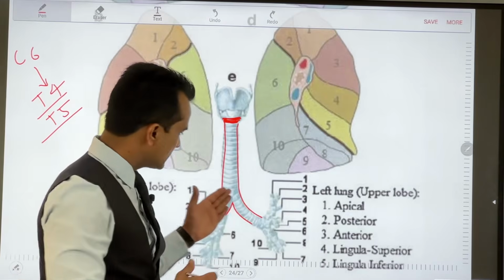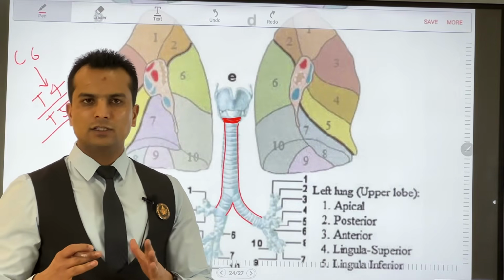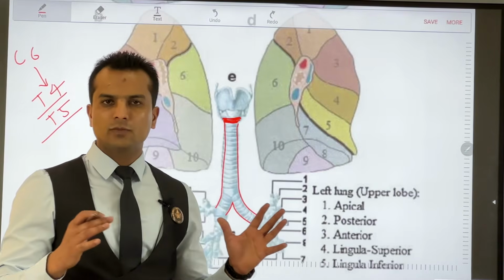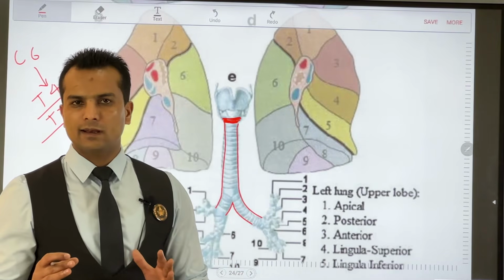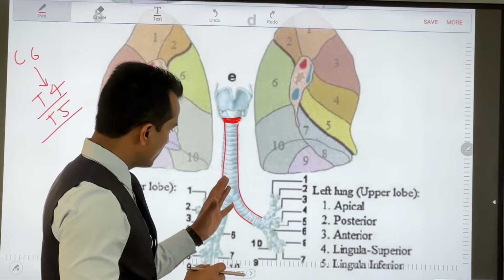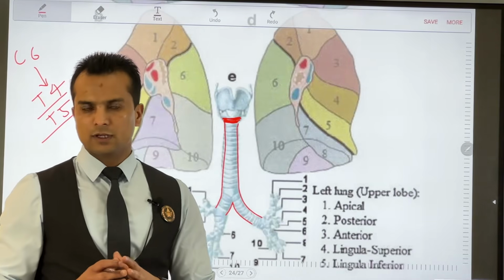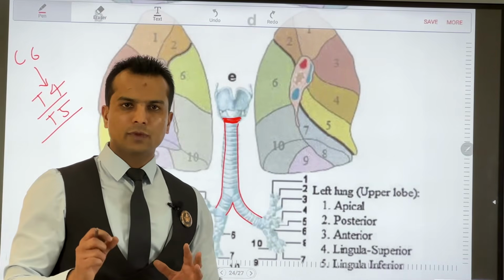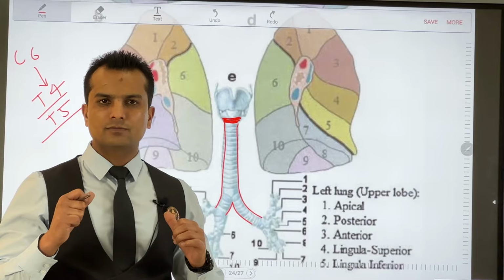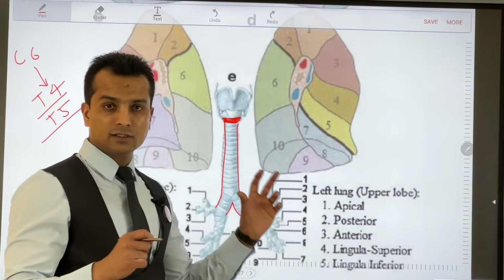So if you compress the trachea, you will have difficulty in breathing. So dyspnea with dysphagia may be because of left atrial enlargement. You have to remember the relation of the left atrium and arch of the aorta with the trachea, with the bronchi, and with the esophagus as well. So these are the bony landmarks.